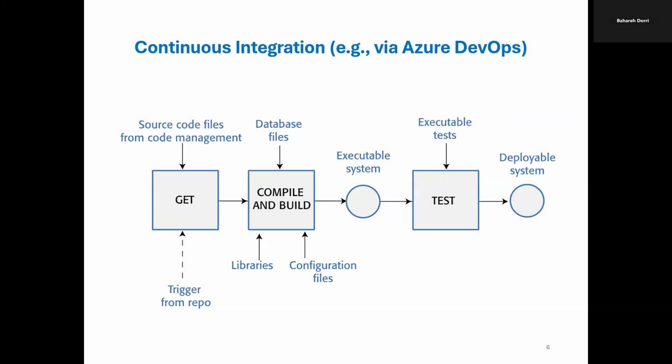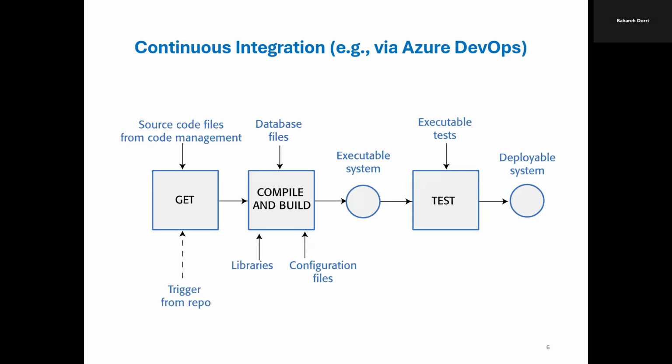Next, we move to compile and build. Here, the system takes that source code along with any required libraries, configuration files, and possibly even test data and compiles it into an executable system. So this is the point where we go from human readable code to something that the machine can actually run.